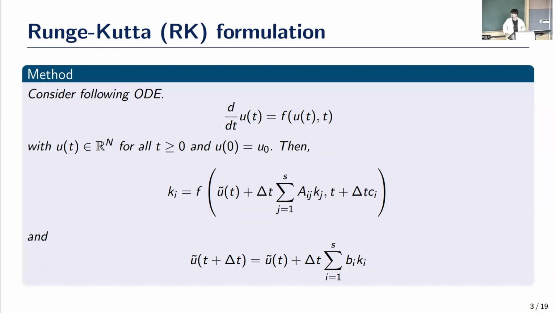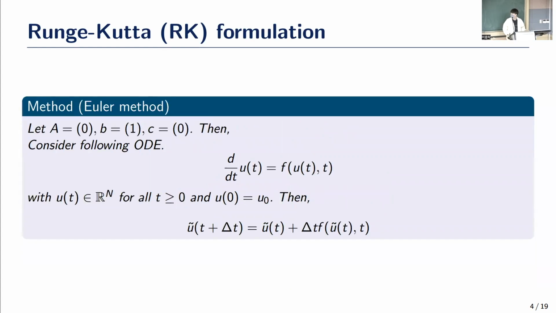And A is a matrix, and b, c are vectors. If A is a one by one matrix with the single element 0, and b, c are vectors with a single element each, which are 1 and 0, then the method becomes the Euler method.